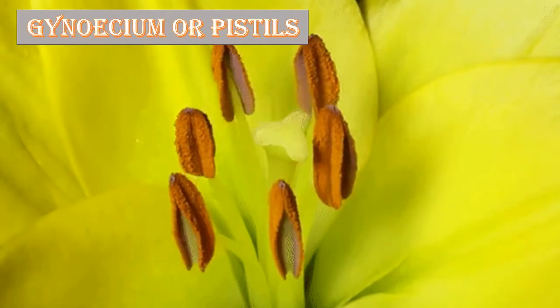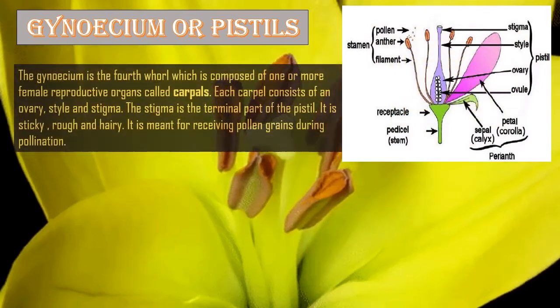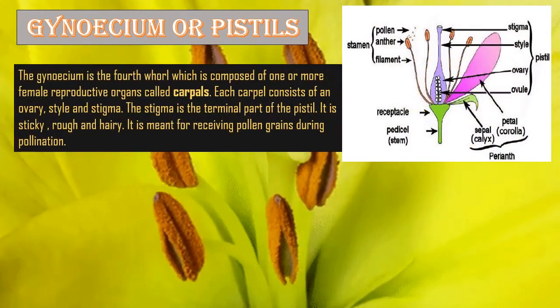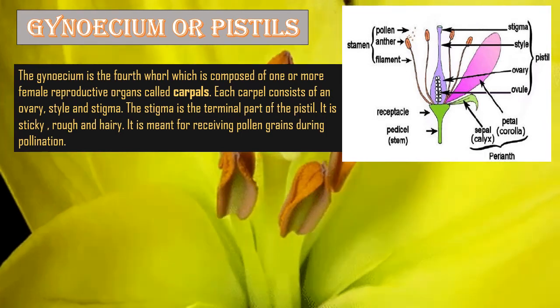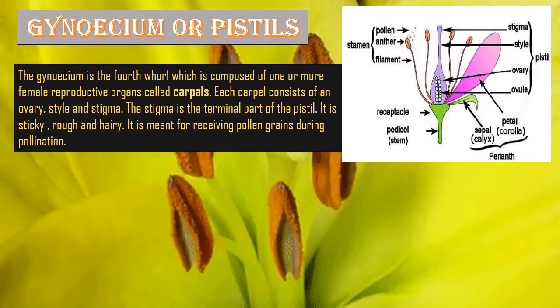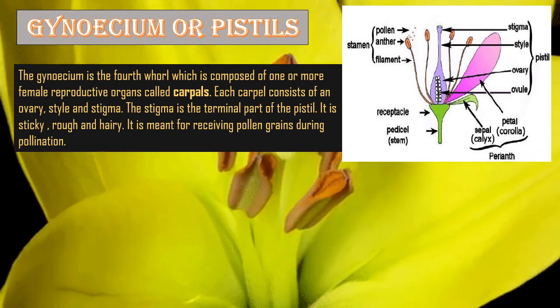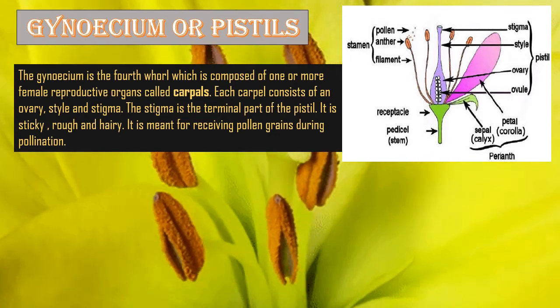Now the gynoecium or pistil. The gynoecium is the fourth whorl, which is composed of one or more female reproductive organs. Androecium is the male reproductive organ, and in the flower, the gynoecium is the female reproductive organ, made of carpels.